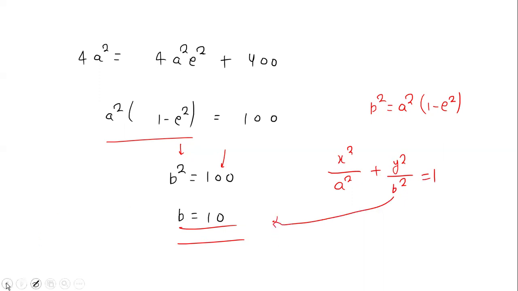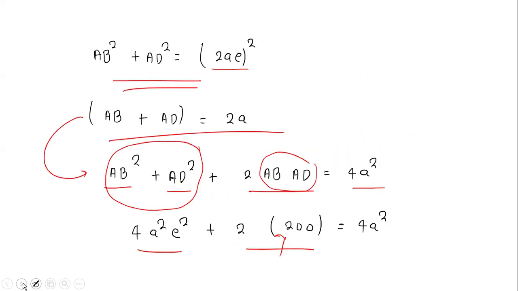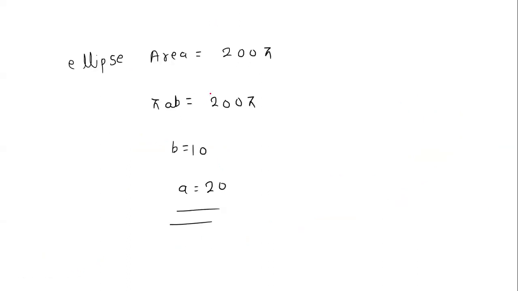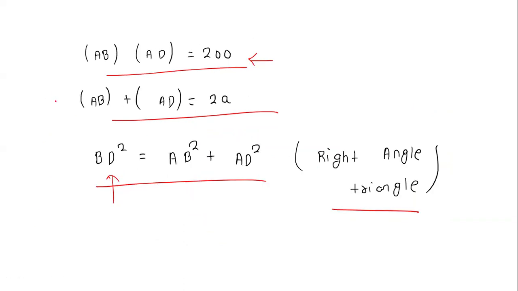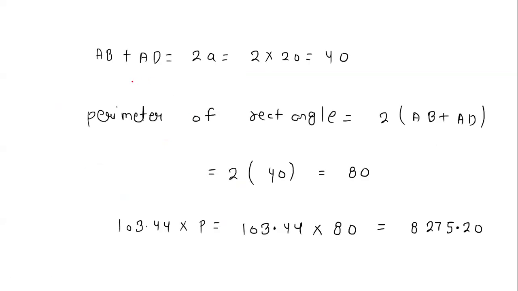Now we also know the area of the ellipse is 200 pi. The area of this type of ellipse can be expressed as pi times A times B. We know the circle area is pi r square, so similarly the ellipse area is pi times A times B, and this is given as 200 pi. Since you know the B value as 10, you will get A value as 20. And you also know AB plus AD is 2 times A, so 2 times 20, which is 40.